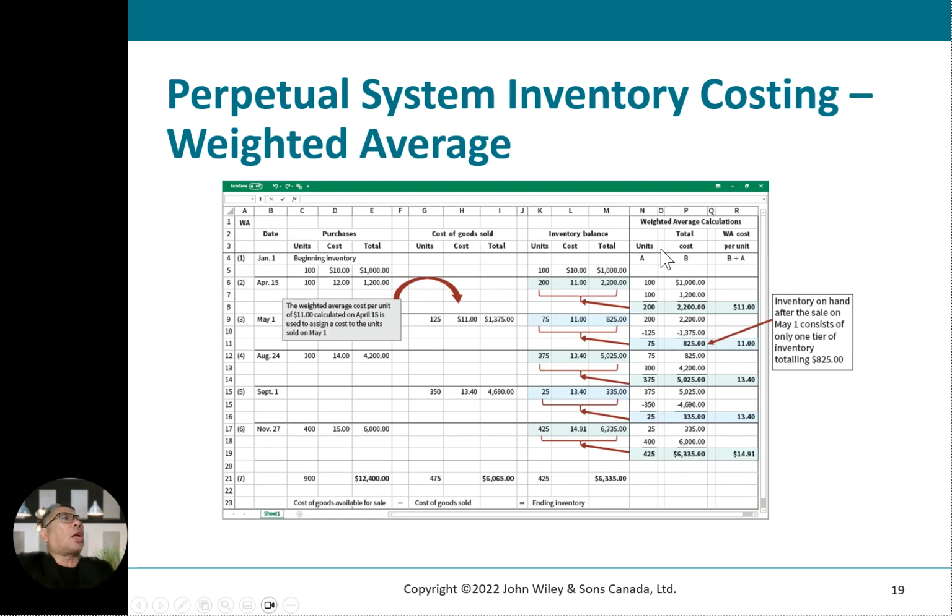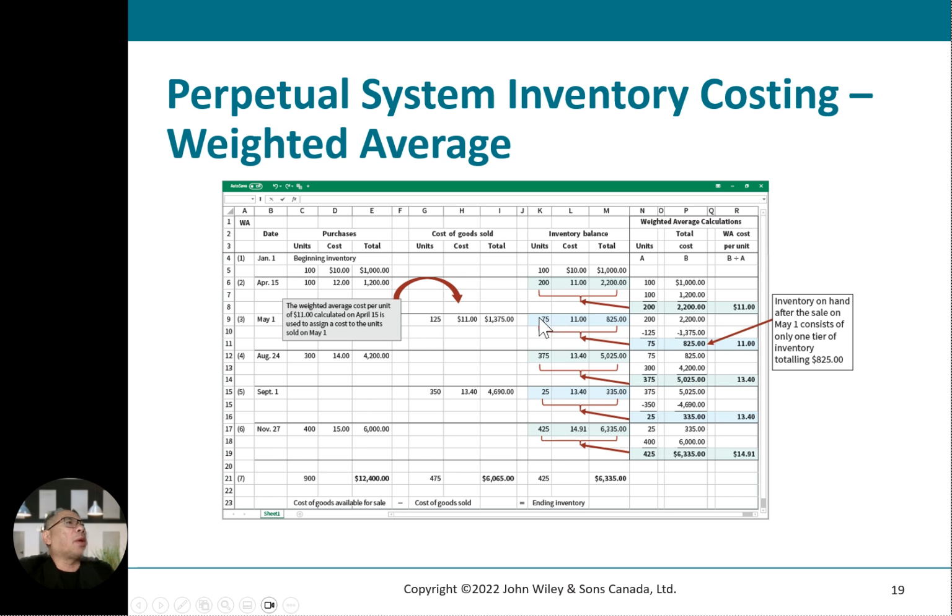So we're going to look at the same example as before. In the previous slide, we did first in, first out. In this slide, we're going to do the weighted average. So you calculate the first 100 plus another 100, total of 200. The weighted average of 10 plus 12 becomes 11. So the average becomes $11. So when you do CGS based on the average cost, okay.